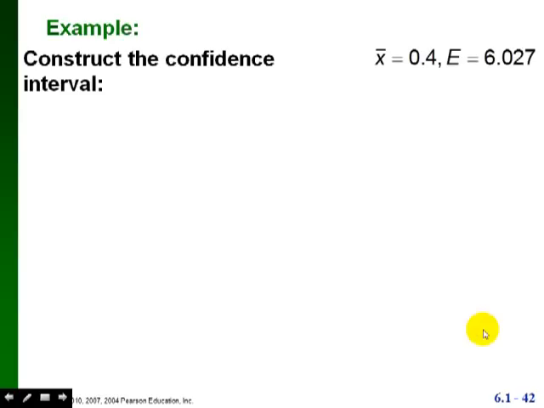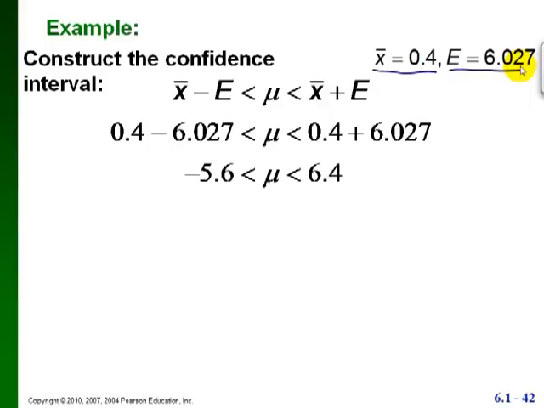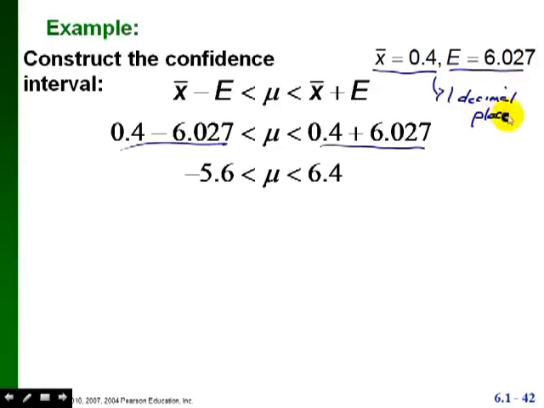Now to actually construct the confidence interval, again we're using our point estimate, which was the 0.4, and our margin of error. So we're going to subtract the margin of error to get our lower limit right here. We'll add it to get our upper limit, and then for these confidence intervals, we want to round our limits to the same number of decimal places that our sample data was rounded to. So since our sample mean went to 1 decimal place, then we're going to round our limits to 1 decimal place also. So both of those need to match.